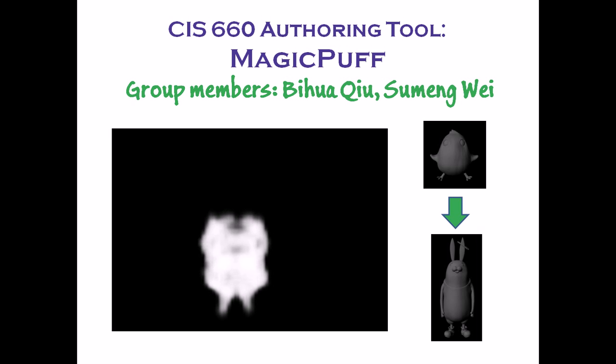You can see that we are able to control the smoke by morphing it from a little chicken to a rabbit.